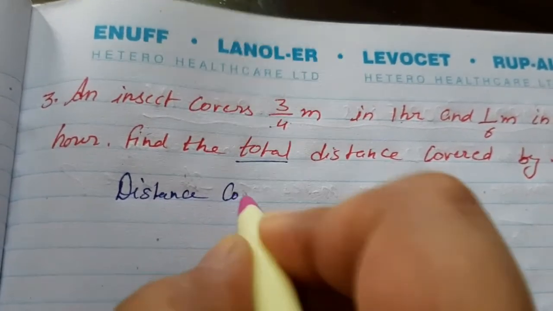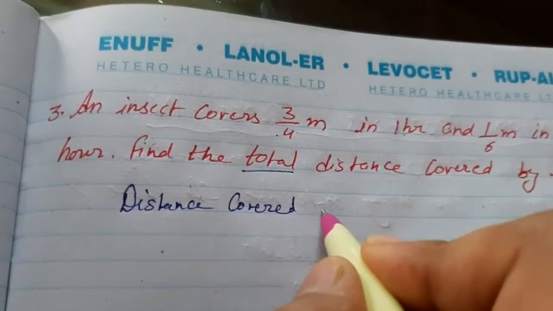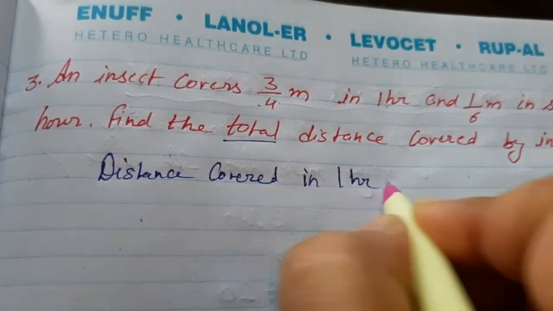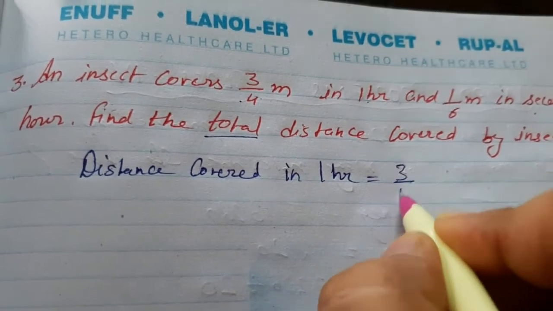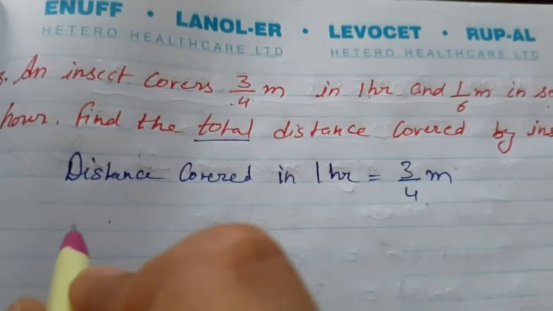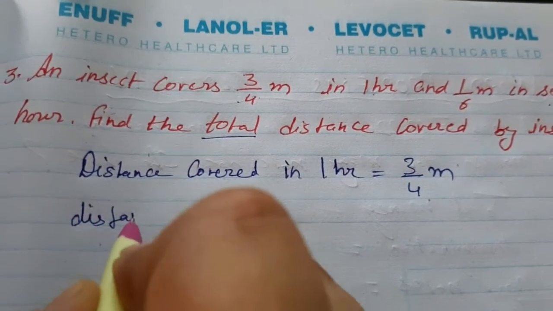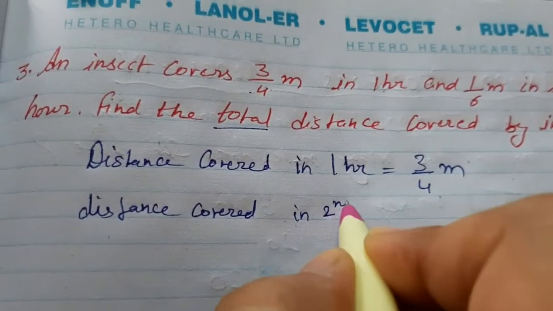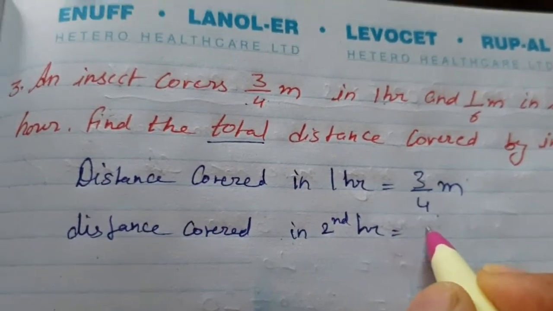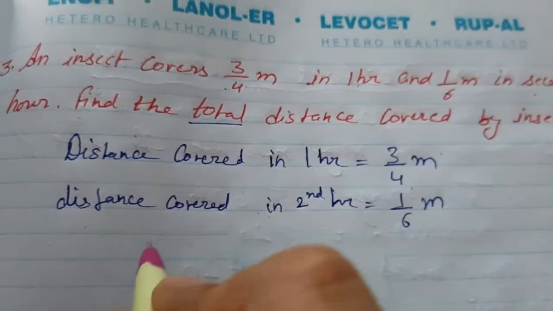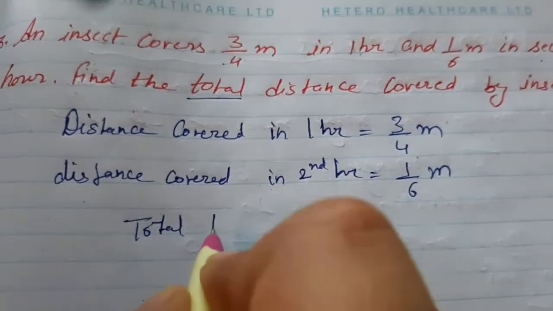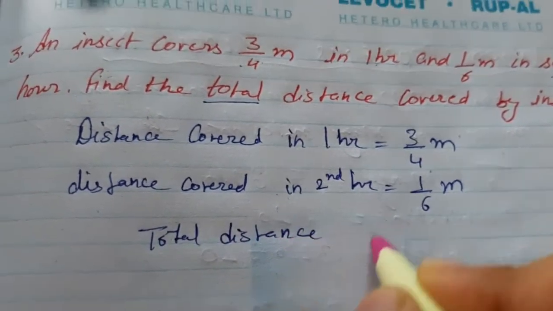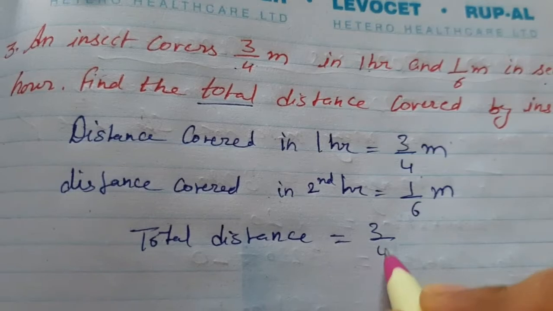Distance covered in 1 hour. What is the distance covered? That is 3 by 4 meter. Again, the distance covered in the second hour, that is 1 by 6 meter. So total distance we have to find out. For total, we always add up both the numbers.